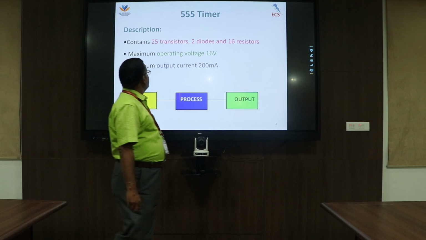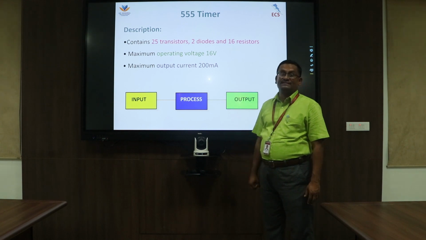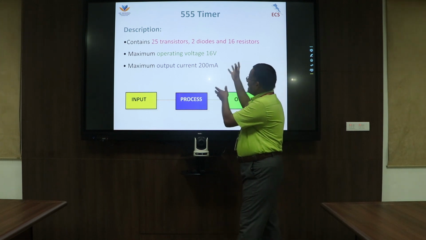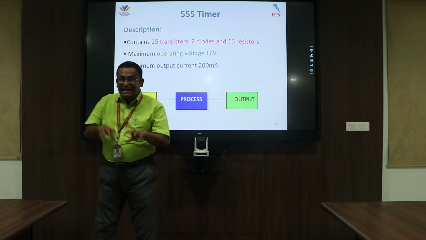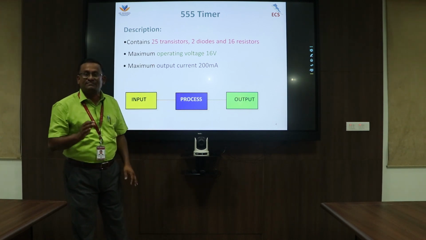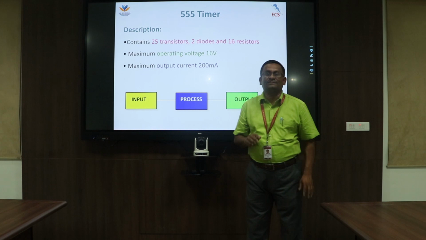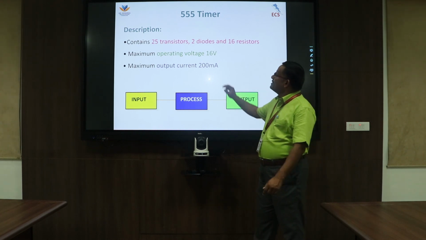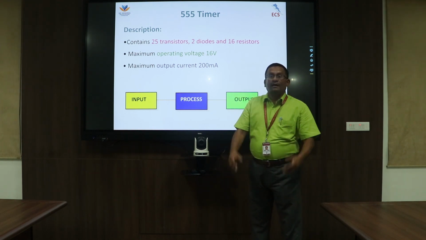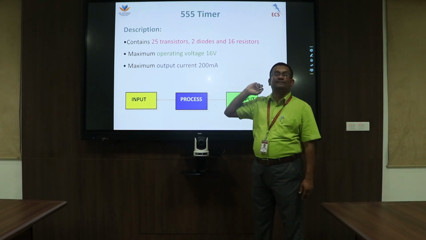If you extract the IC555 timer, it contains 25 transistors along with 2 diodes and 16 resistors. These active and passive devices are integrated within a single package called the IC555 timer. The naming reason for IC555 is that internally it has three 5K resistors connected in series. The maximum operating voltage is 16 to 18 volts, and the maximum output current driven at the output terminal is about 200 milliamps.